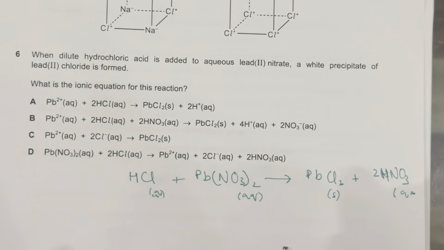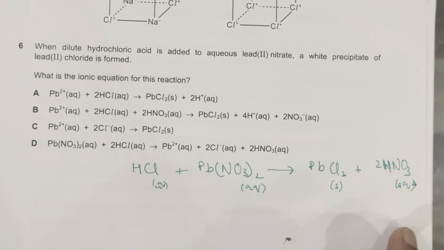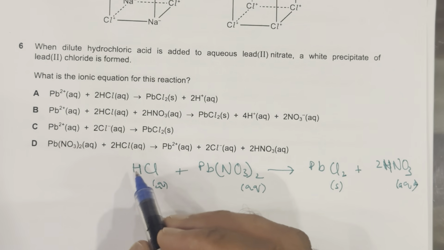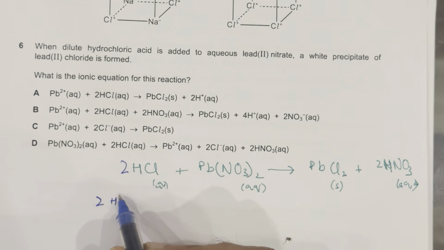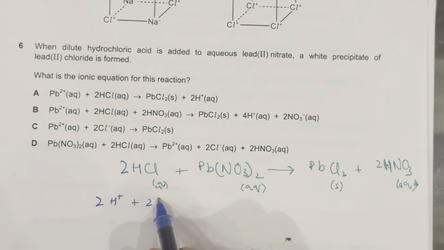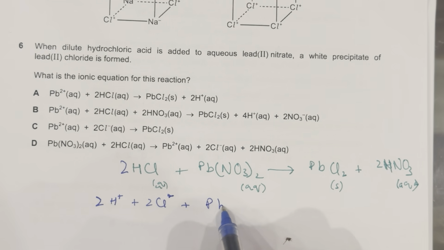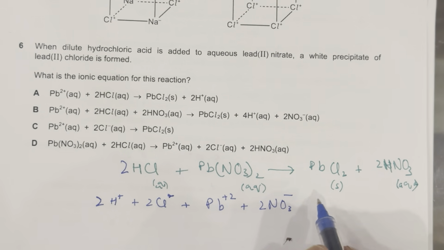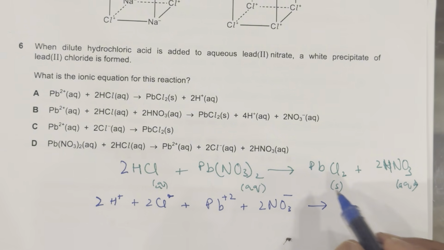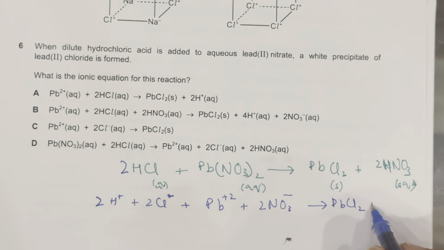We need to write the ionic equation. First we need to balance: 2 hydrogen chloride will give you 2HNO3, and yes, the equation is balanced now. 2 hydrogen ions plus 2 chloride ions plus Pb 2+ ions plus 2 nitrate ions, and PbCl2 is a solid, so you don't need to write its ions.